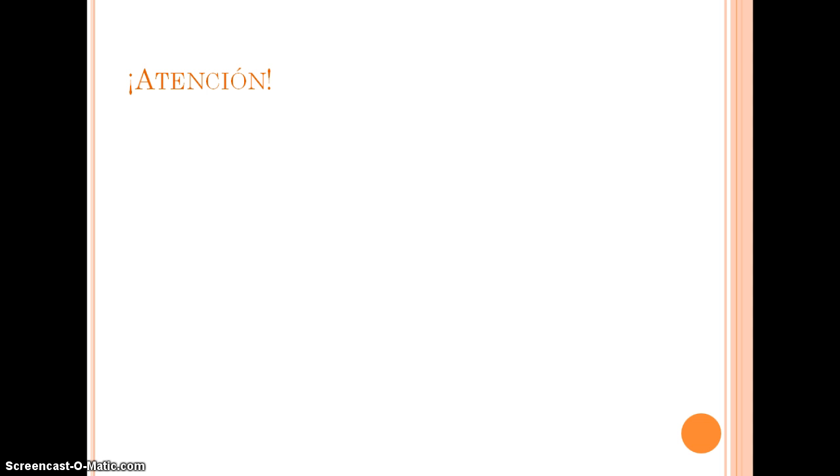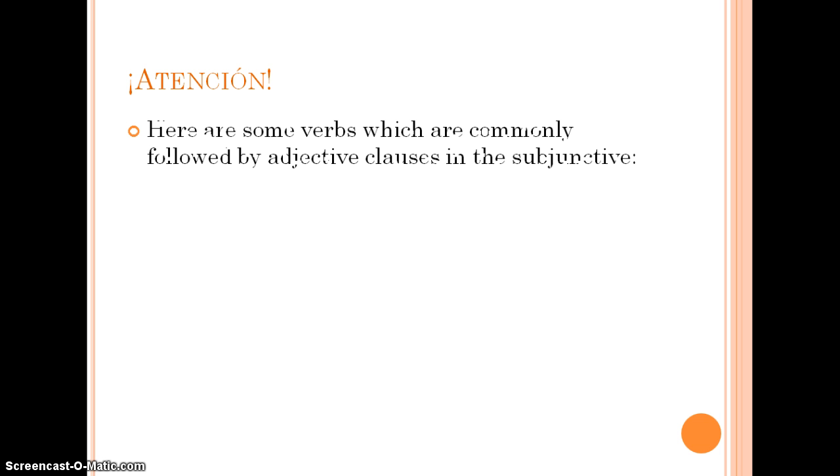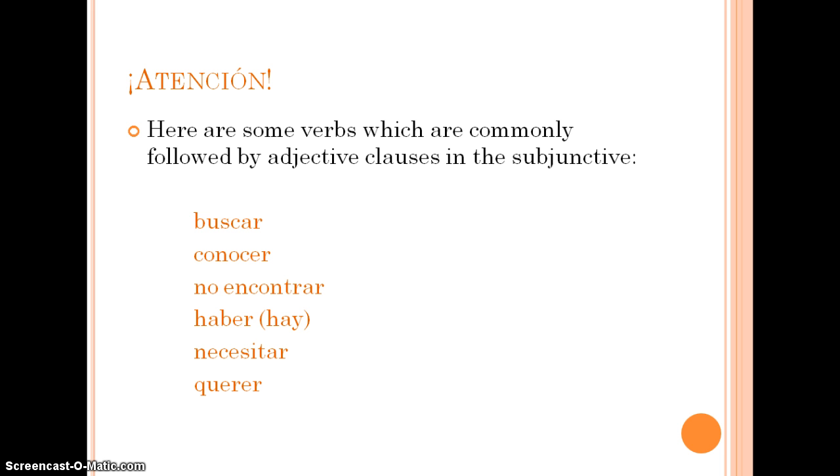There are a few verbs that are going to give us a hint that we're going to be using the subjunctive in that adjective clause and that dependent clause. And these are what they are. If we use buscar in our independent clause, or conocer, no encontrar, hay, haber, necesitar, and querer. These again are verbs that give us a heads up. Chances are we will need to use a subjunctive in our adjective clause.